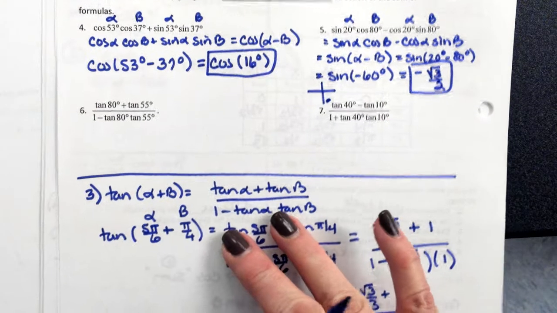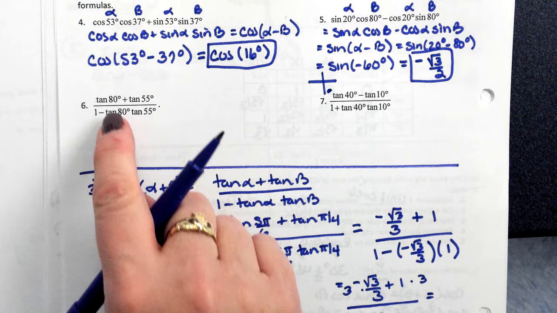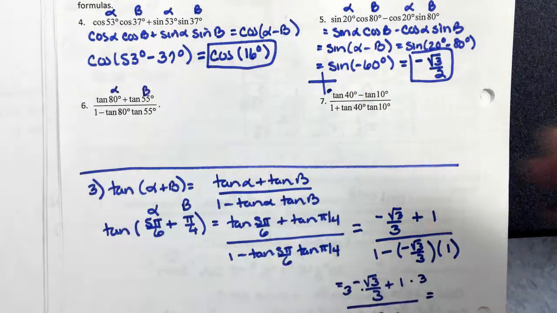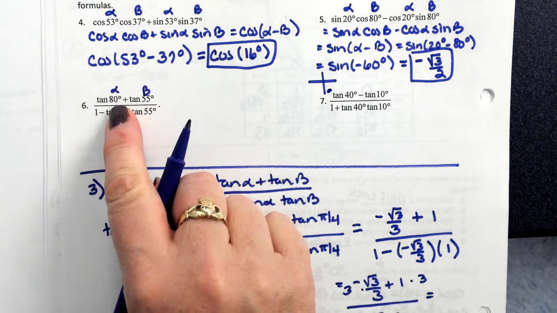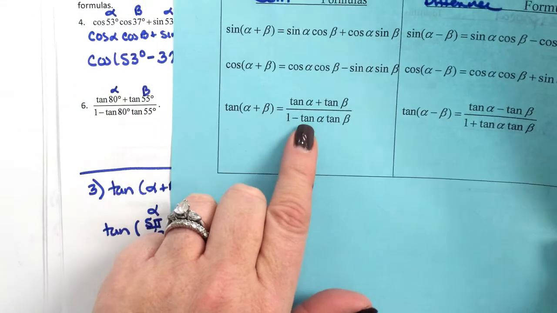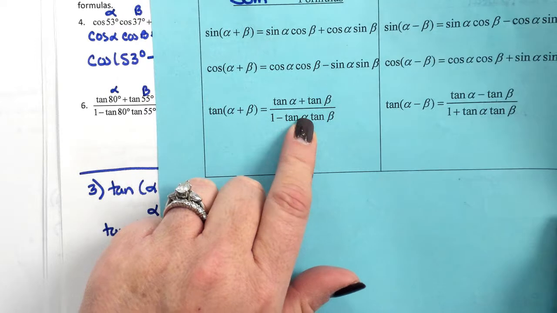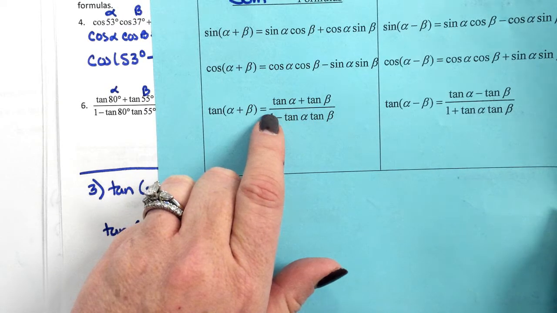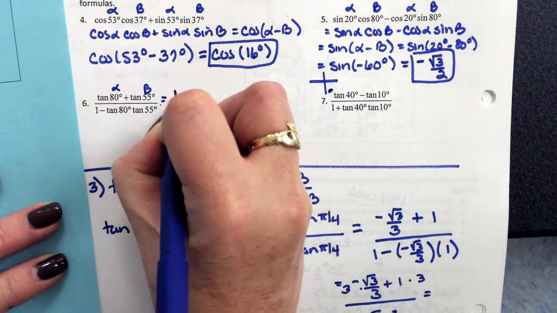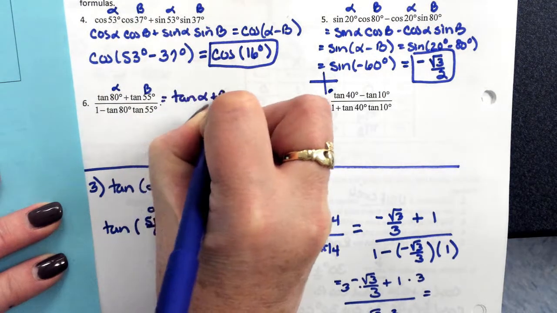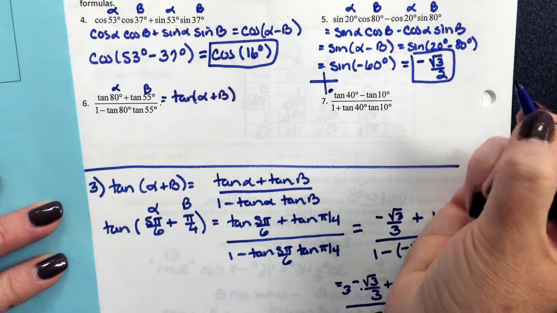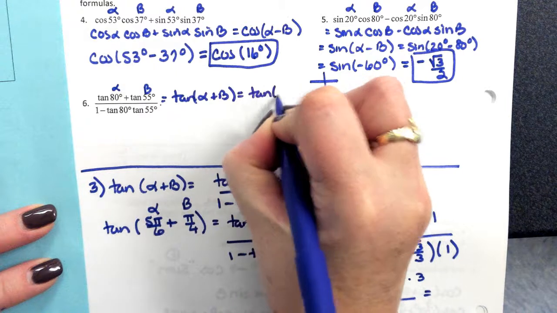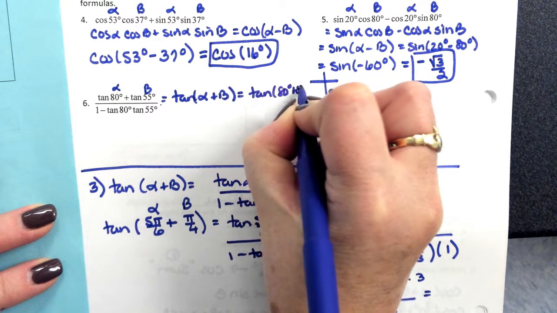So the tangents are pretty obvious to recognize. So we have tangent of 80. So here's my alpha. Here's my beta. So there's tangent alpha plus tangent beta. So notice, without having to rewrite the whole thing with alpha and betas, this is coming from your tangent sum formula. So this is going to be equivalent to the tangent of alpha plus beta. And if you plug in 80 for alpha and 55 for beta, it's the tangent of 80 degrees plus 55 degrees.